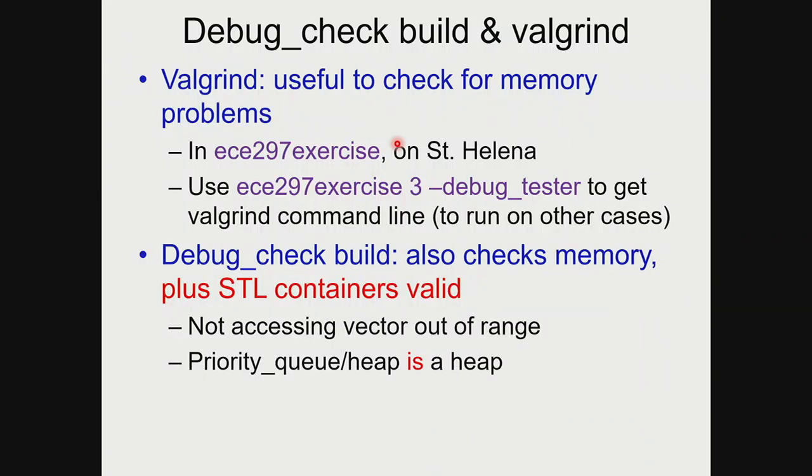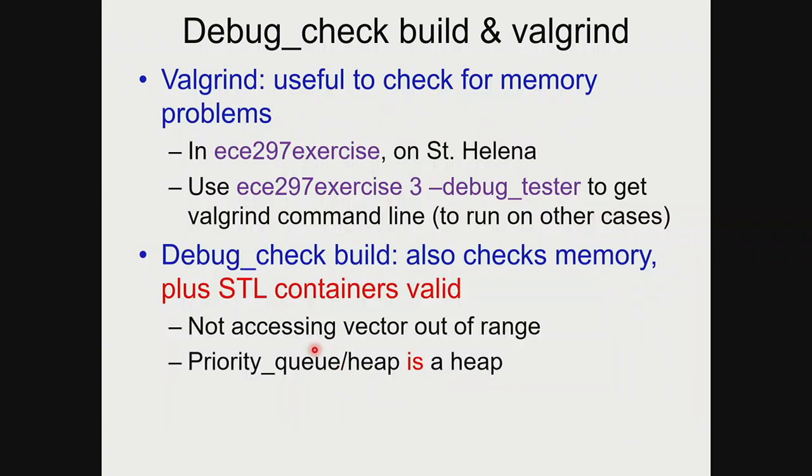It helps you also check for memory, but it also makes sure that all of the STL containers that you're using are valid. So if you're using a vector, it will report to you if there is an out-of-bound access on that vector, for example, or if you're using, most likely, a priority queue or a heap in some sort in this milestone.